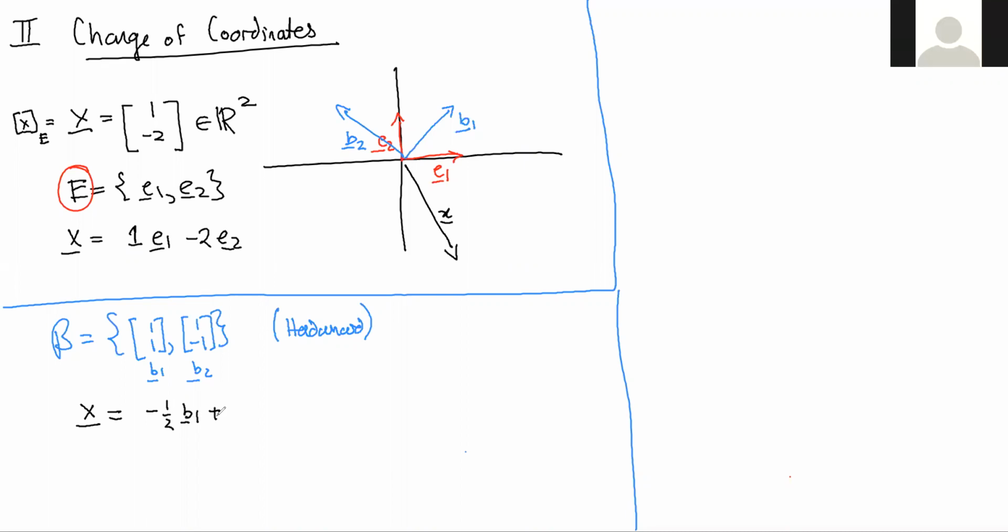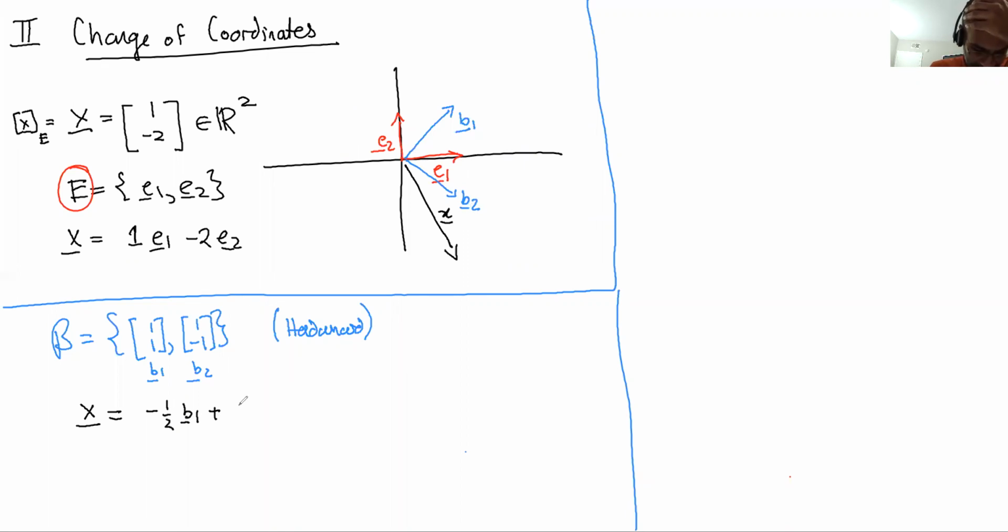Shouldn't B2 be 1, minus 1? So shouldn't it be pointing down? You are right. It should be pointing down. Thank you. I did it backwards. Thanks. B2 should look like this.